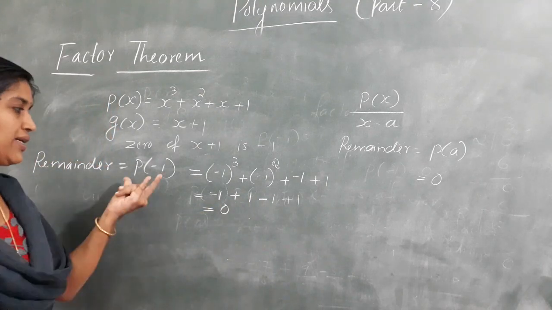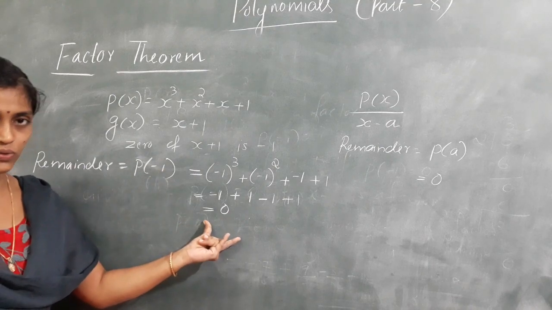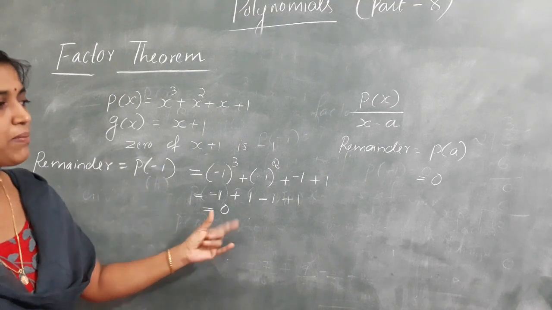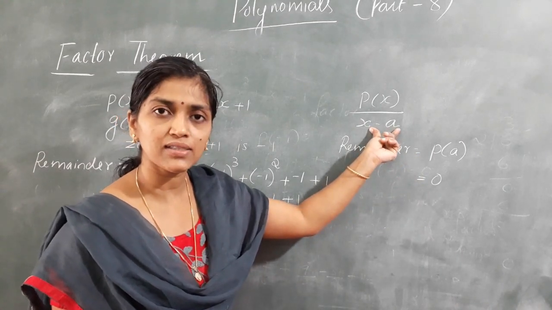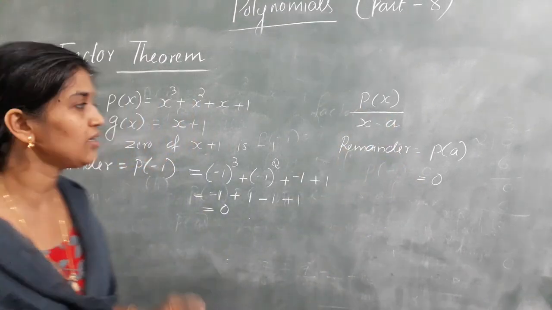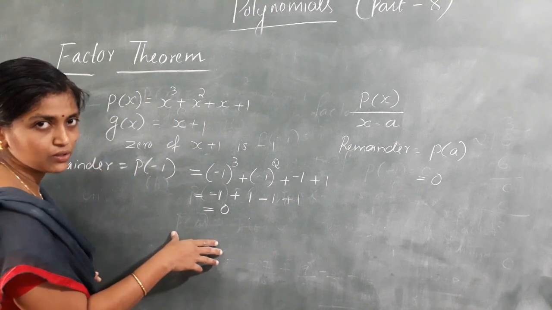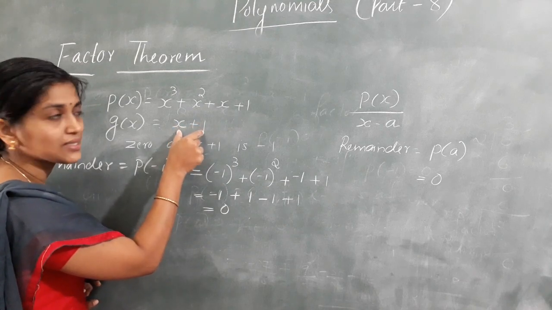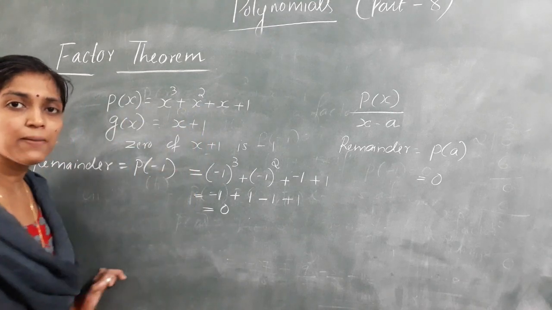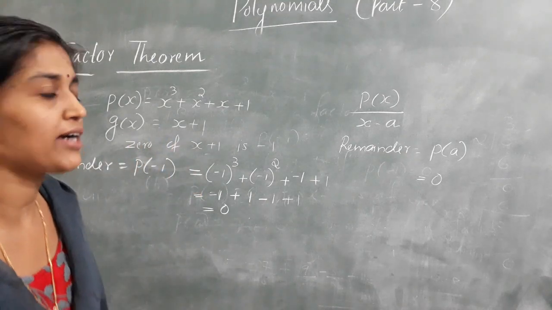So what is the remainder? It is p of minus 1. You are getting remainder is equal to 0. We know that if remainder is equal to 0, you can say x minus a is a factor of p of x. That is factor theorem. Here we got remainder is equal to 0. So what we can say about this x plus 1? X plus 1 is a factor of this polynomial p of x. That is what we are stating for a factor theorem.